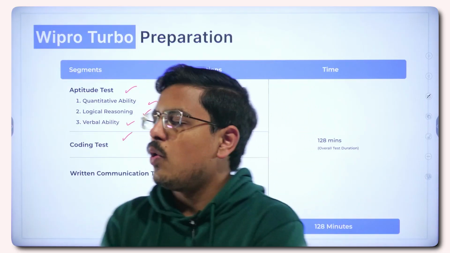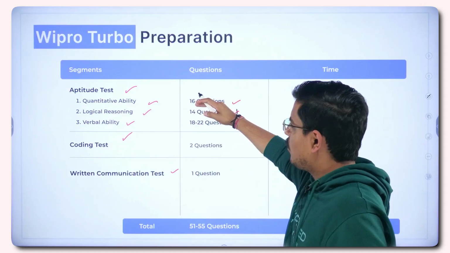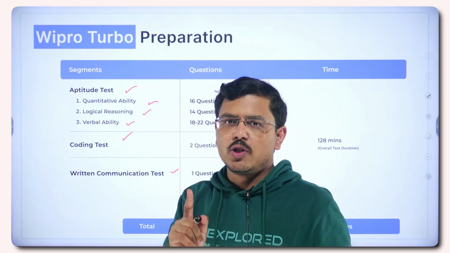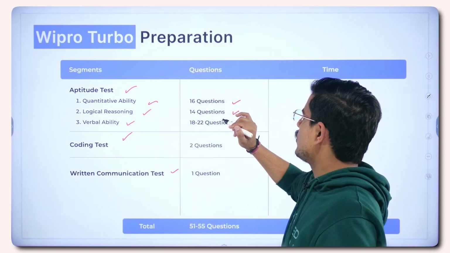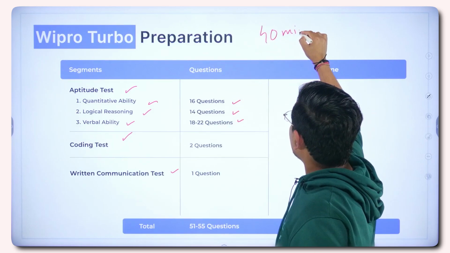In this, you can imagine that roughly a minute per question is available. Per minute, one question should be solved. That kind of setup is given here in the aptitude section. It would be good if you try and solve this in 40 minutes.